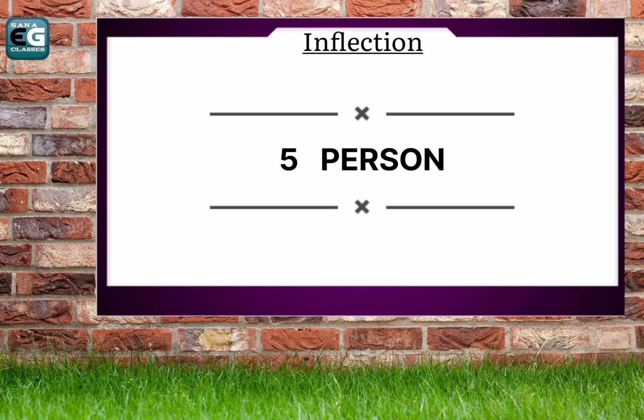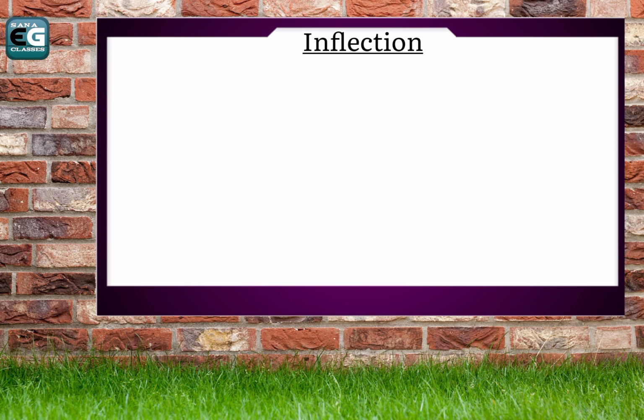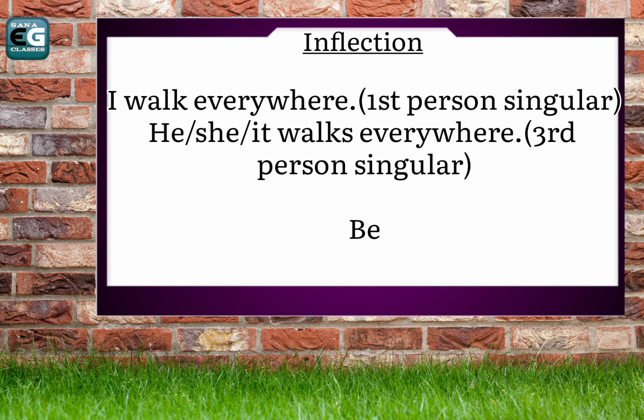Now, the fifth section of the conjugation, person. Grammatical person refers to whether the subject is the speaker or writer, first person, someone being directly addressed, second person, or a person or thing that is being spoken or written about, third person. Each of these can be either singular or plural, according to which the conjugation, verb inflection, is applied. For example, I walk everywhere, first person singular. He, she, it walks everywhere, third person singular, except the verb be.